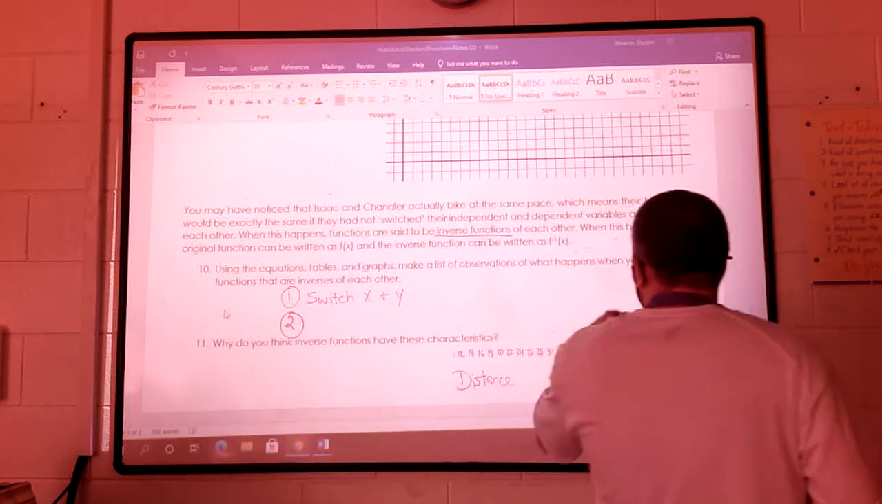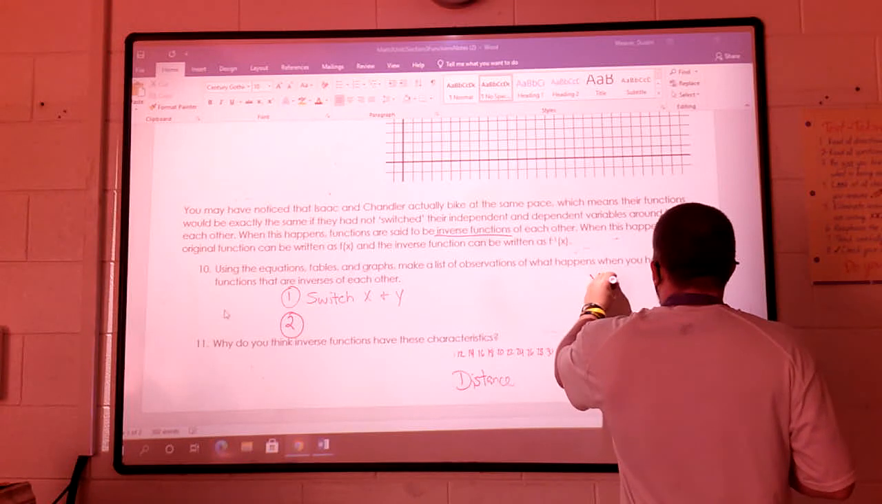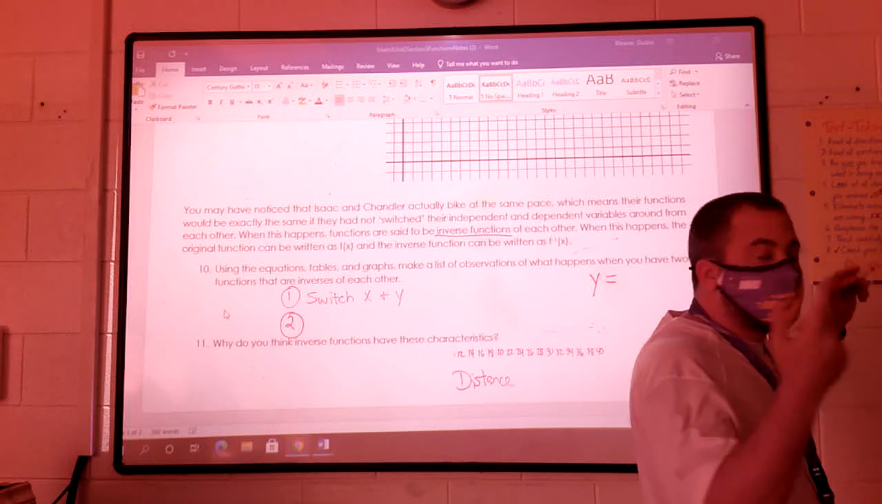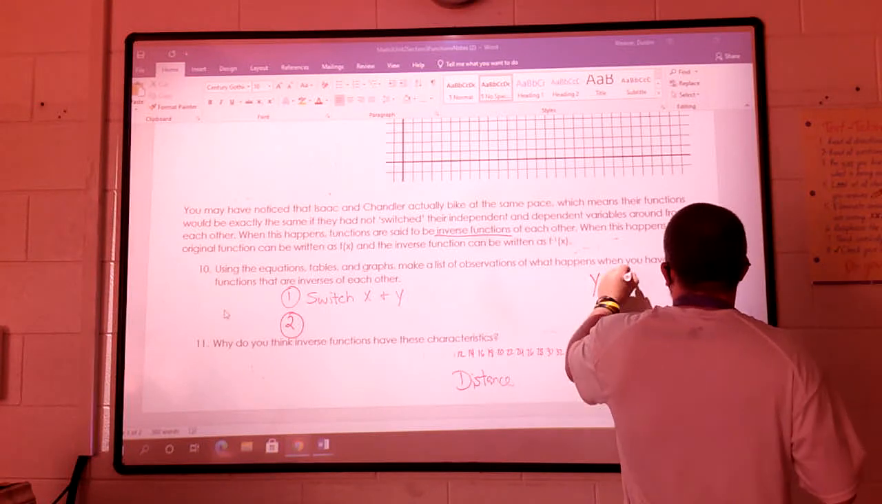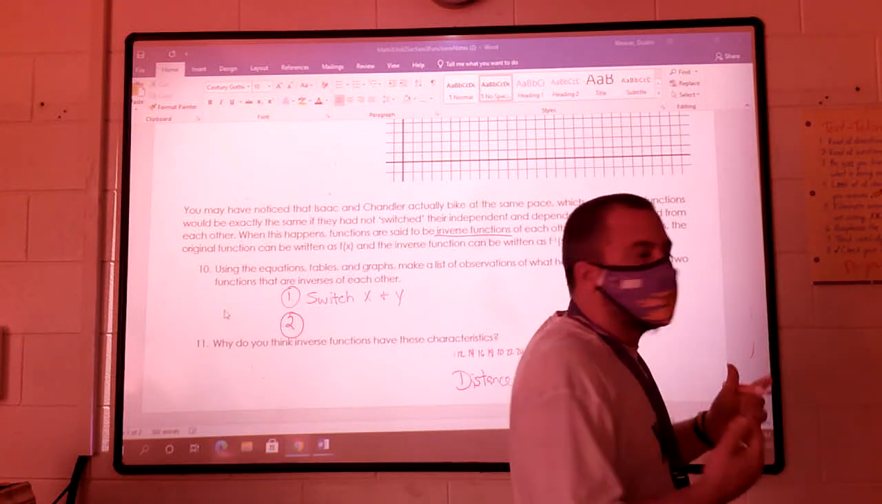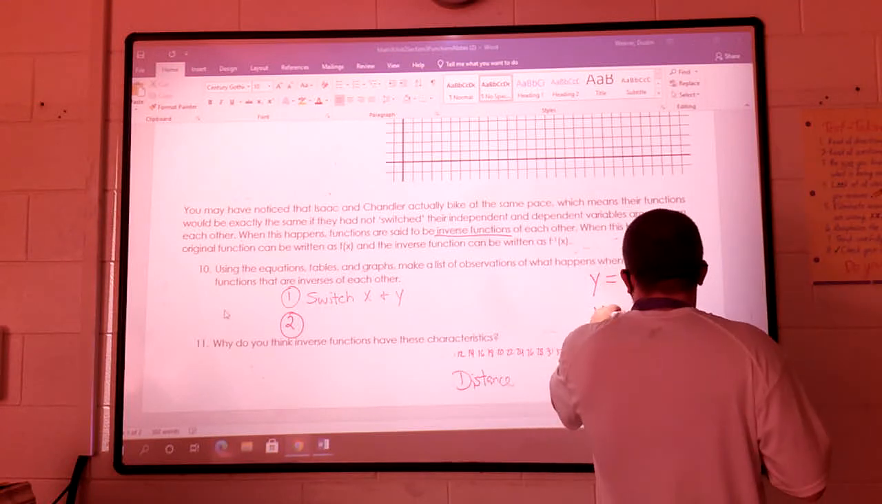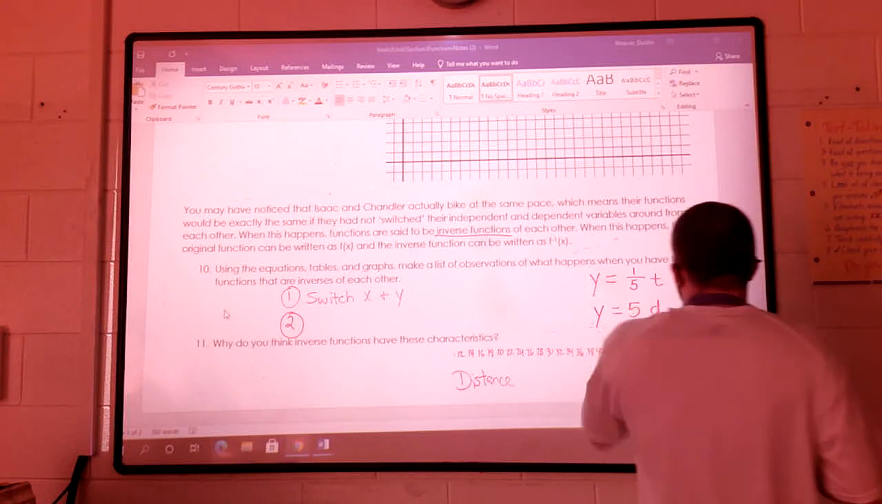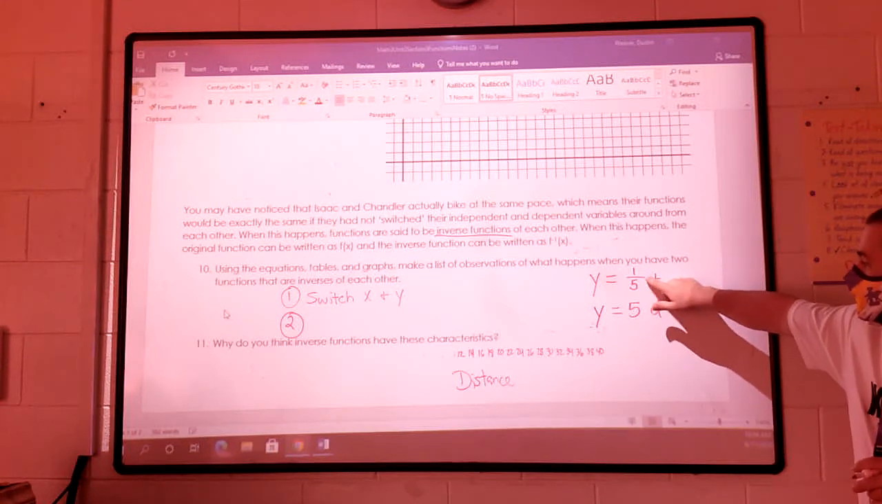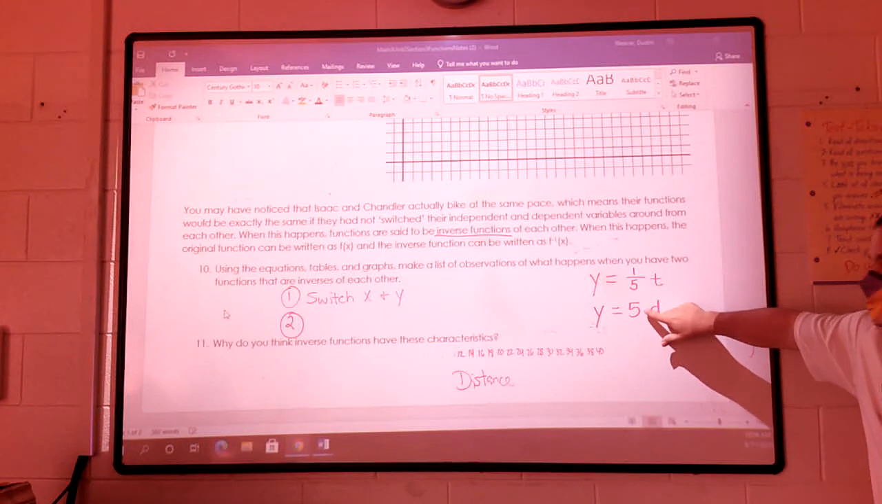Okay? Now, something else you should notice, look at the equation of them. One of their equations was y equals t divided by 5, or we could say 1/5 of t, or t over 5. The other equation was y equals 5 times the distance, right? Remember our slope comes in front of that letter. So in the first equation, what is our slope? 1/5, right? In the other equation, what is our slope? 5.